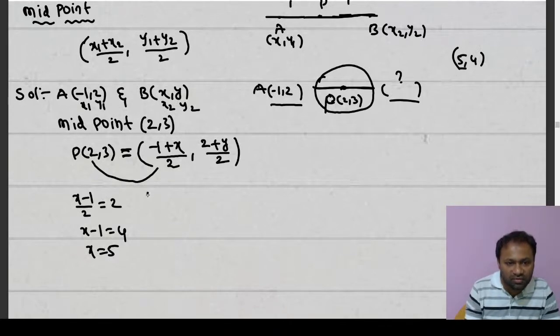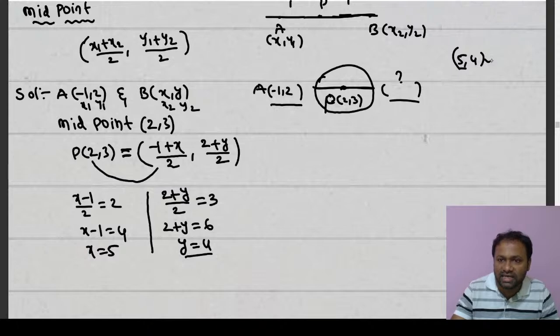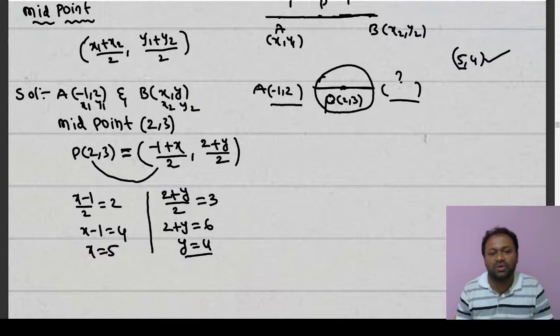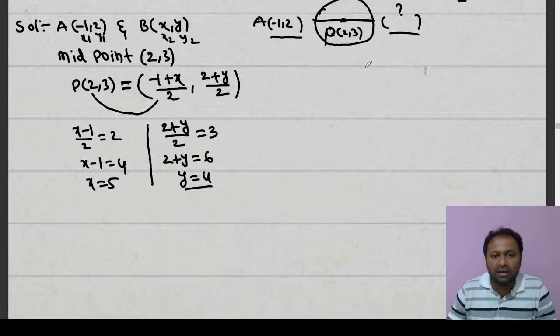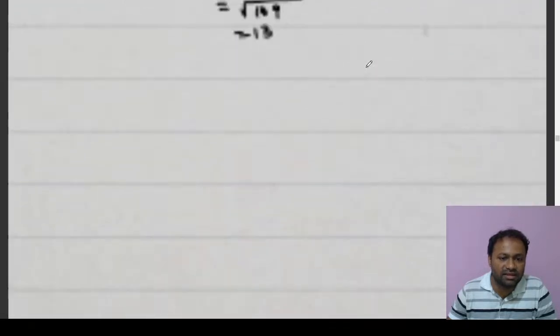Now I am going for the other one. What will the other one be? 2 plus y divided by 2 is equal to 3. So 2 plus y is equal to 6. So y is equal to 6 minus 2, which becomes 4. I think this is the exact correct answer, right? So Kavya as well as Aparna, that is correct. Okay, next. So this is the way. Now we are going to do some more problems based on these.